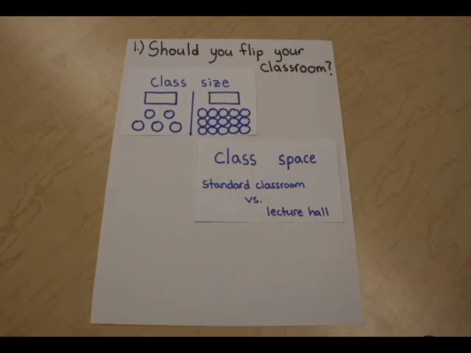Class space is the second parameter to take into consideration. Ideally, a standard class would benefit more from being flipped than a lecture hall, just because of the room setup and ease with which a standard classroom can be moved around into groups.